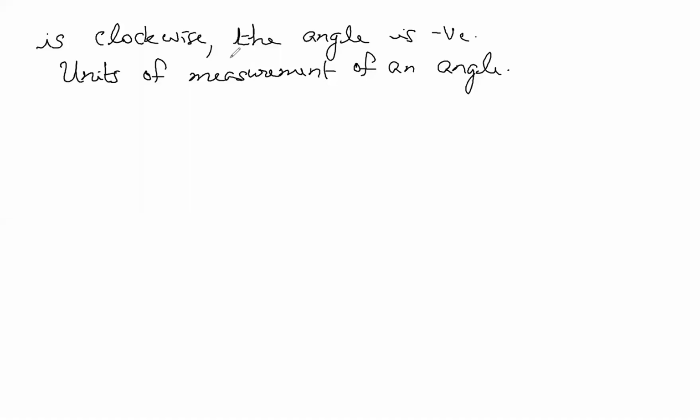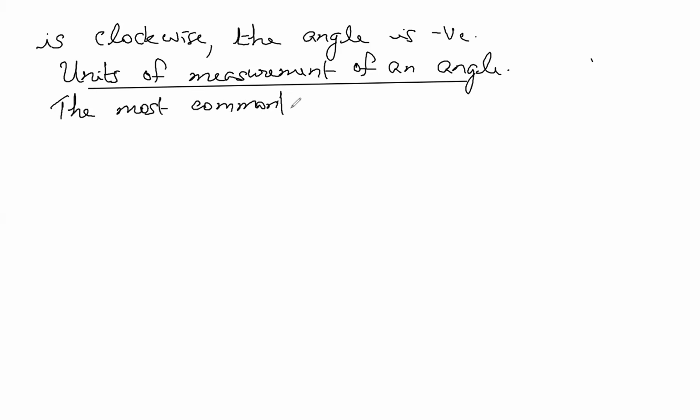So there are two units for measuring an angle. The most commonly used units are degree measure, and number two, the new one, radian measure. So please write. The most commonly used units are number one, degree measure.